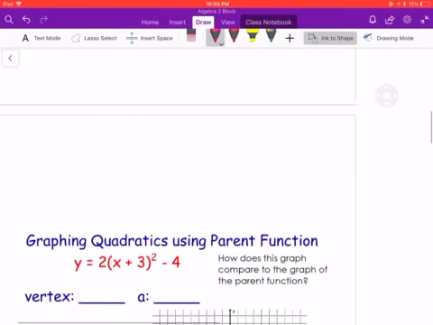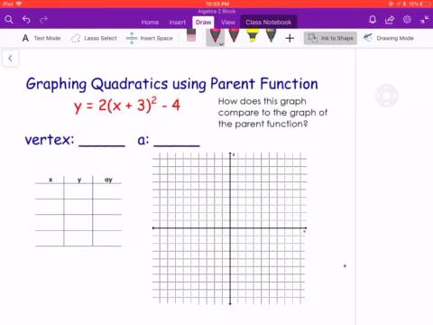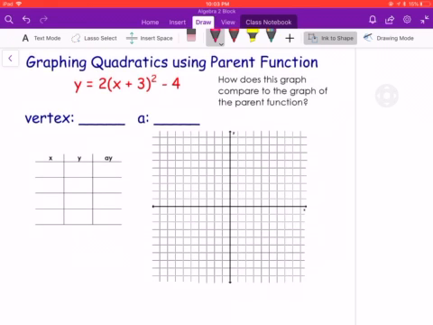So let's do a couple examples. So graphing this equation using the parent function. So our vertex here, our h will be -3, which will be our x coordinate of our vertex, and our -4 will be our k value. So our (h, k) is going to be (-3, -4). That's our vertex, and our a value is 2. So start by graphing that vertex, (-3, -4).